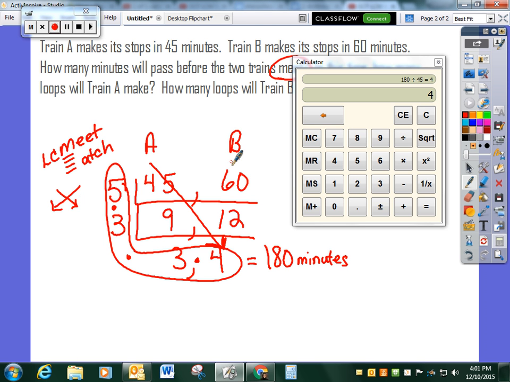How many loops can train B make in 180 minutes? Well, 180 divided by 60 is 3. And if you look at your ladder, 3 is across from 60.